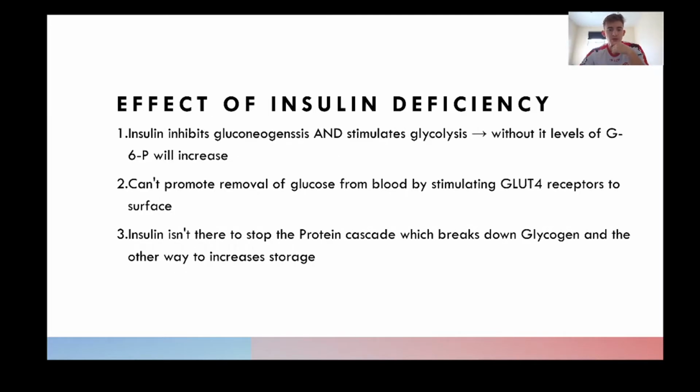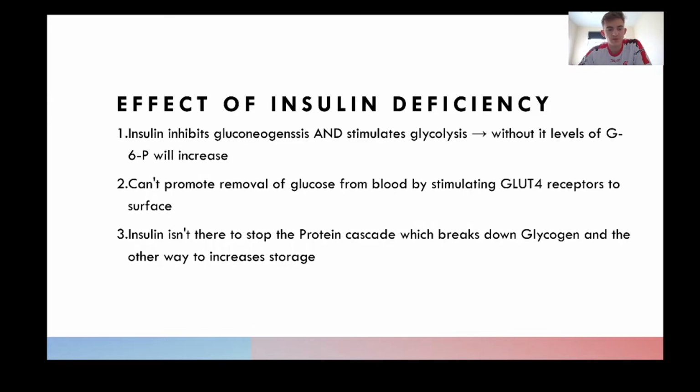So what happens when we have this insulin deficiency? It basically stops all the things that we've been talking about that make us healthy. So insulin usually inhibits gluconeogenesis and stimulates glycolysis, and without it the levels of glucose 6-phosphate will increase and therefore cause hyperglycemia, which is true for the other points as well.